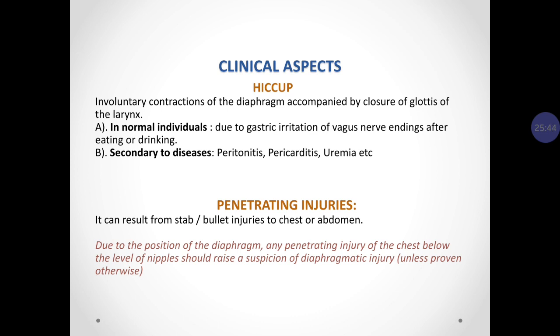The other very important thing clinically is whenever a patient comes to you with any sharp stab or bullet wound injury to the chest or abdomen, particularly when it is at the level below the nipples, that should always raise a suspicion of diaphragmatic injury in your mind, and that is because of the level of the domes of the diaphragm that we have discussed already. So any penetrating injury to the chest or abdomen can cause damage to the diaphragm as well, and that should be ruled out carefully.